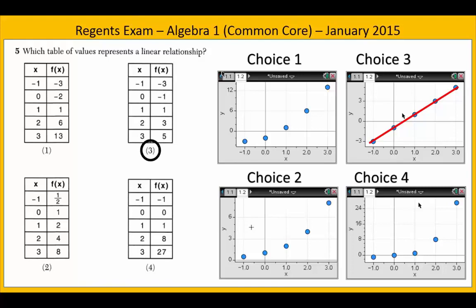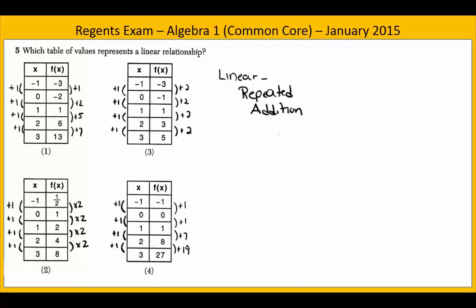You could also identify this by looking at the patterns within the table. A linear function has repeated addition, adding the same amount over and over and over, equal differences over equal intervals. If you look at the first table, you'll notice that a different amount is being added to the y column each time. 1, 2, 5, 7. That's not it. In choice 2, each time we're multiplying by 2. 1/2, 1, 2, 4, 8. That's exponential.